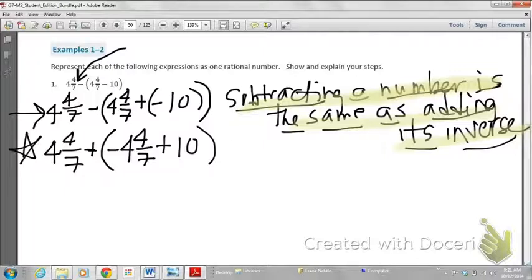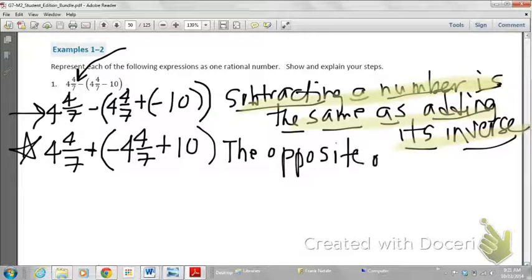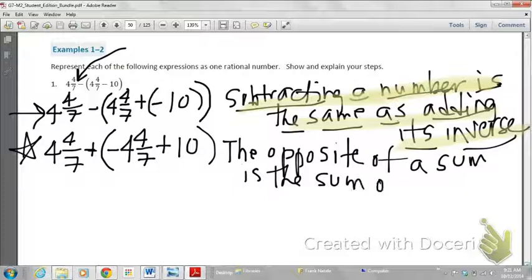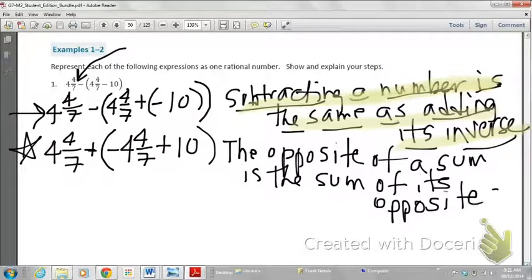So the justification for this second step here is that the opposite of a sum is the sum of its opposites. Okay? And that's our rationale, our justification, our reason for that step right there.